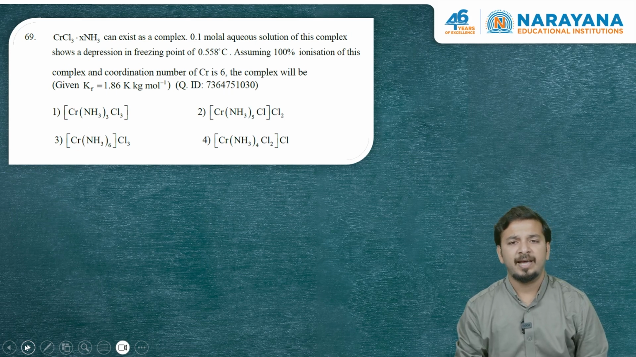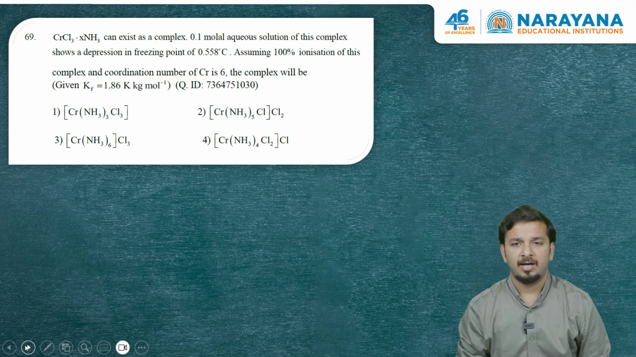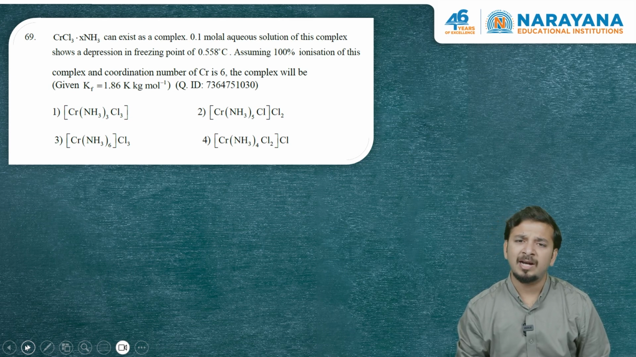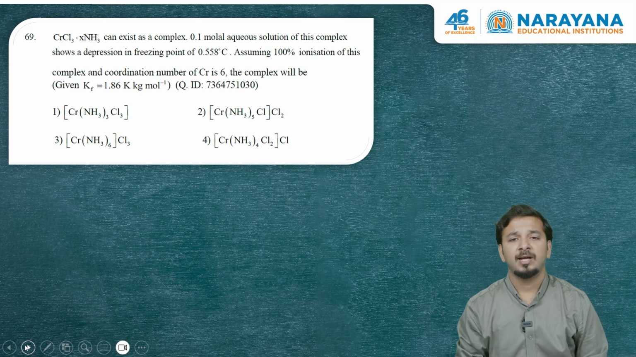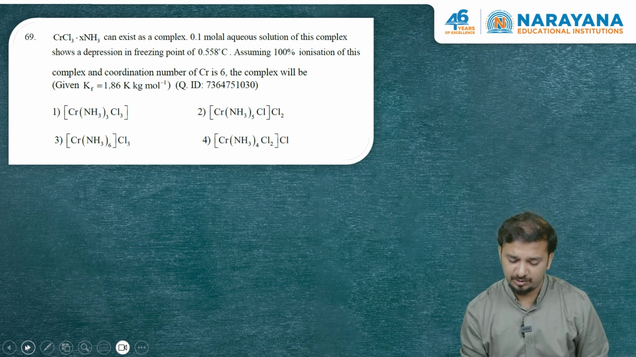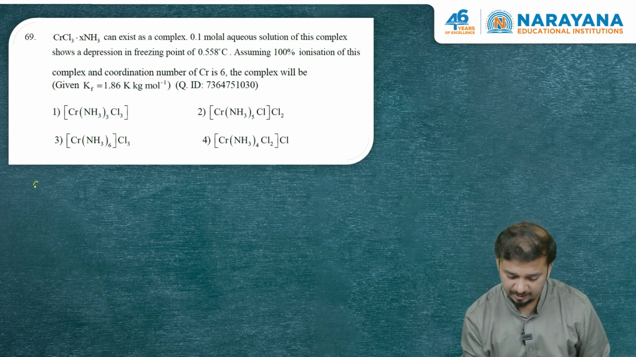CrCl3·xNH3 can exist as a complex. 0.1 molar aqueous solution of this complex shows a depression in freezing point of 0.558 degrees centigrade. Assuming 100% ionization of this complex and coordination number of chromium is 6, the complex will be. So coordination number is 6, oxidation state is 3. So the complex will be Cr.